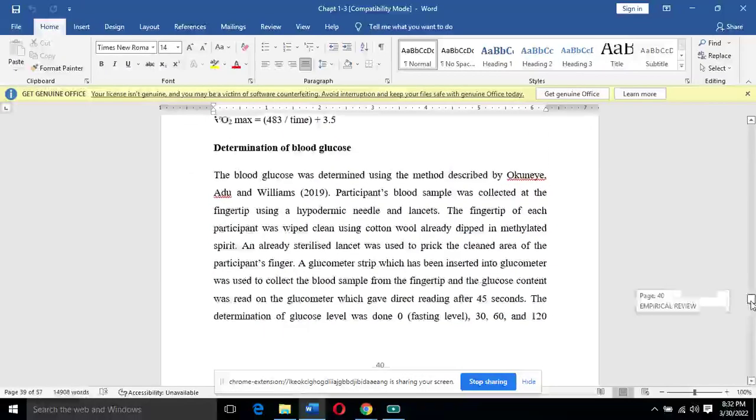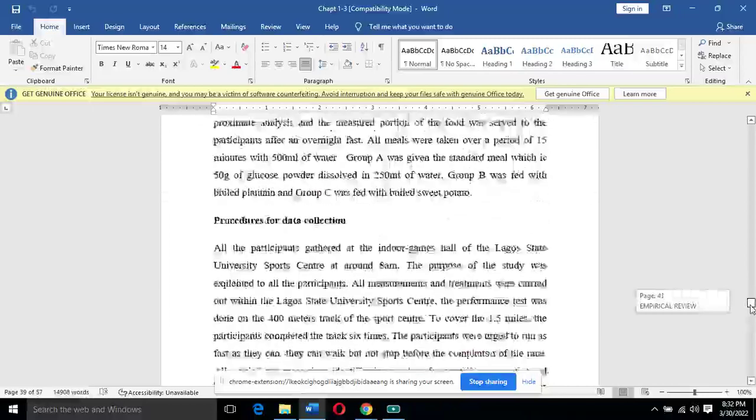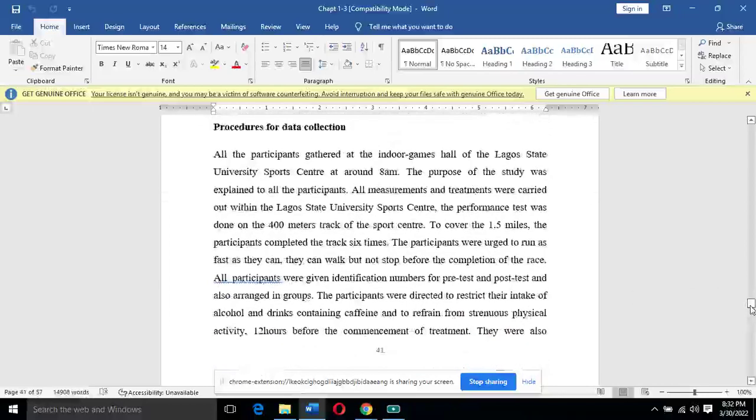Also in chapter 3, you have to tell us the procedure for data collection. How did you collect your data? There are procedures that you must put in place. One of the first procedures is that you must tell your respondents or your participants, if it is a survey or experimental, the objective of the study, and they must agree to participate in the study before you can share your instrument. You don't force them into the research. They must participate willingly in the study.